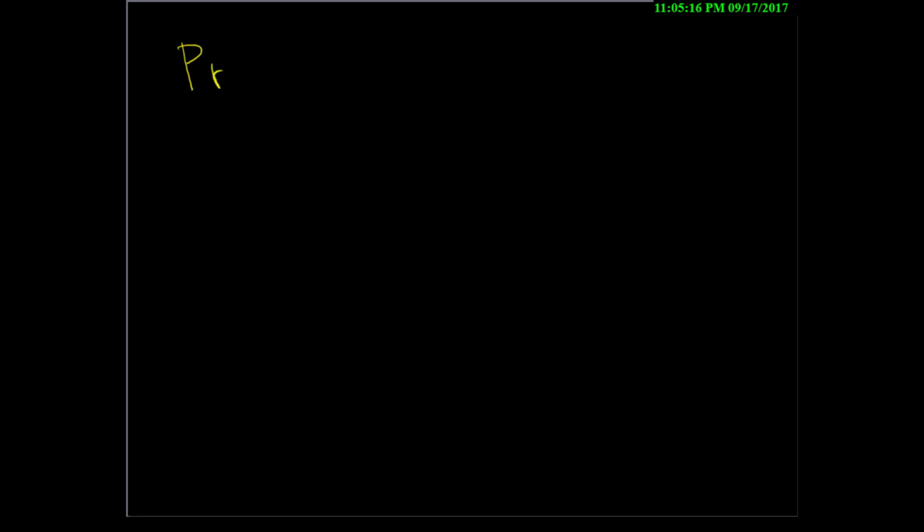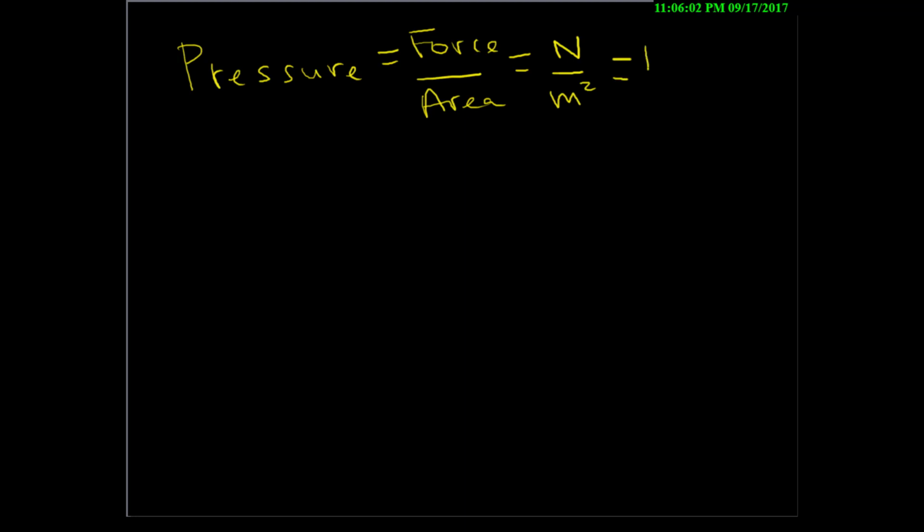Definition for pressure, which is equal to force over area. And since the SI units for force are newtons, and the area we can consider to be meters squared, we have newtons per meter squared, and so we'll have our definition there for pressure. And this is also known as a Pascal.